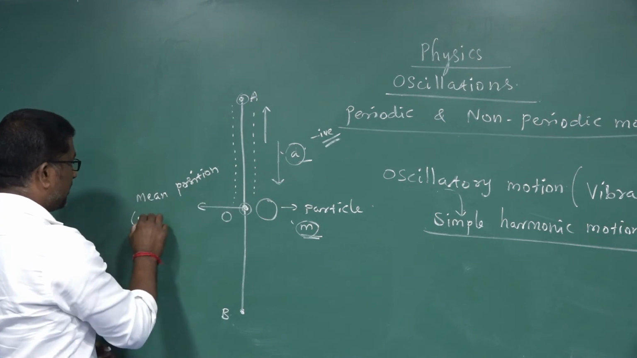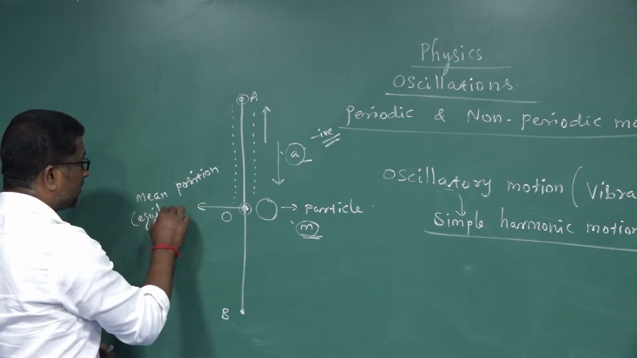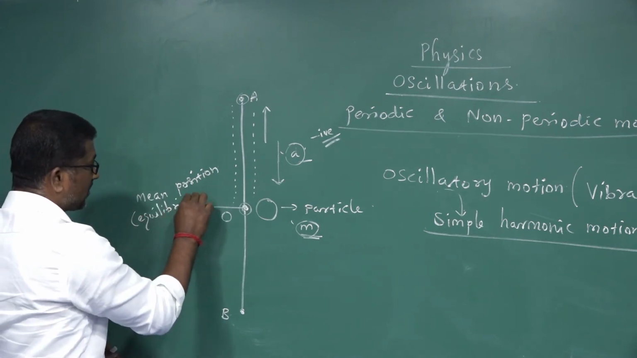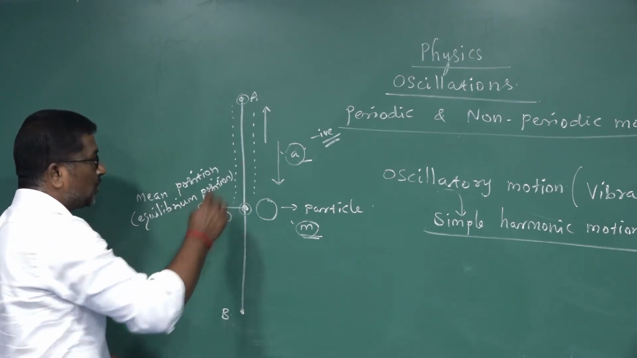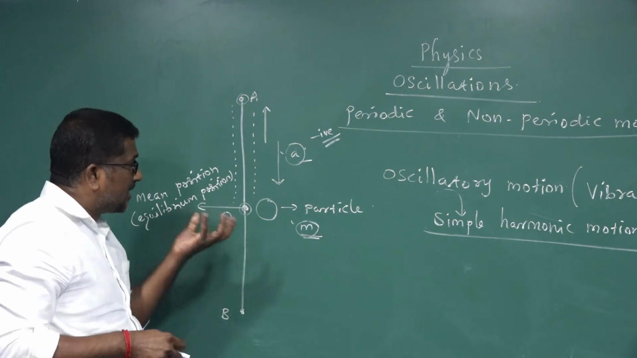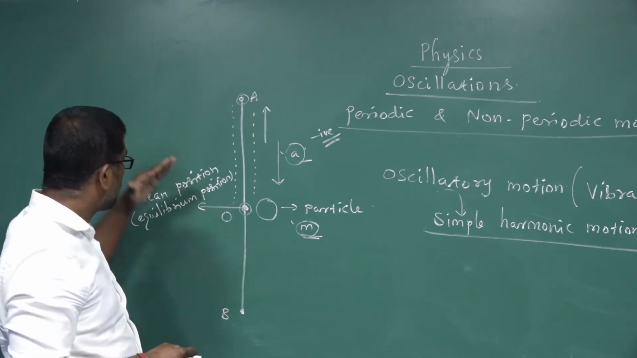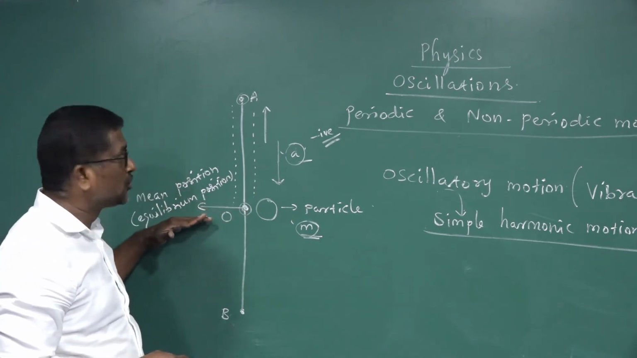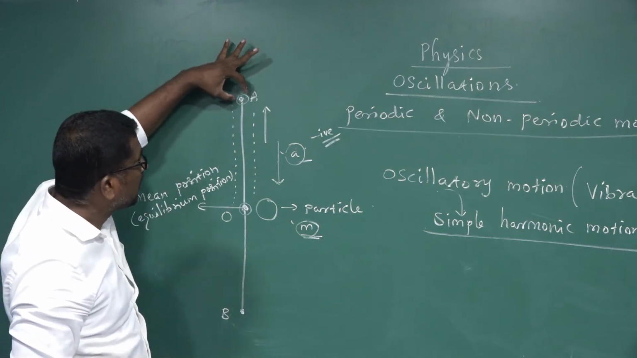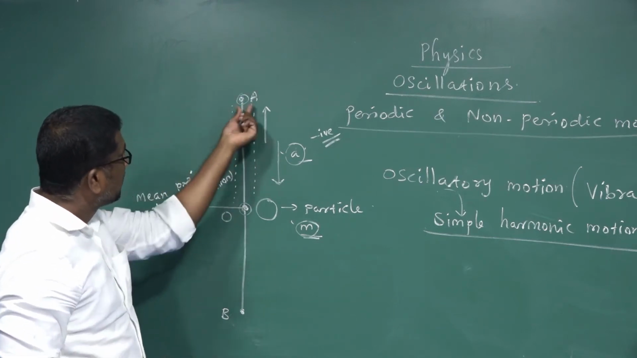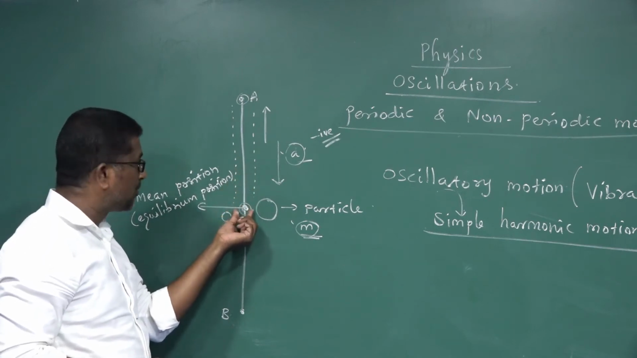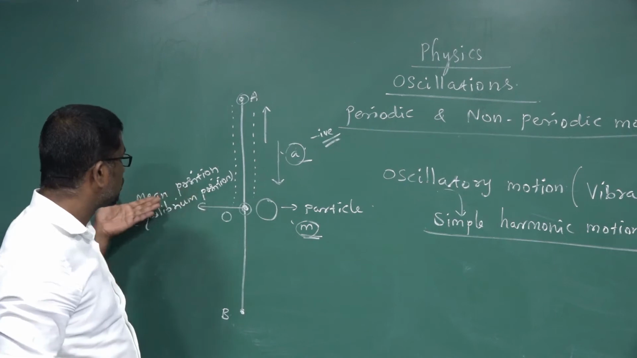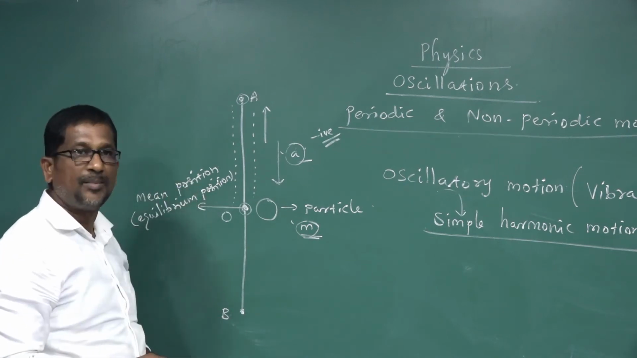Mean position is also called equilibrium position. The position where the velocity of the particle is maximum is called the mean position or equilibrium position. If the particle moves from point A to O, the velocity of the particle gradually increases and becomes maximum at point O. That position is called the mean position or equilibrium position, right?